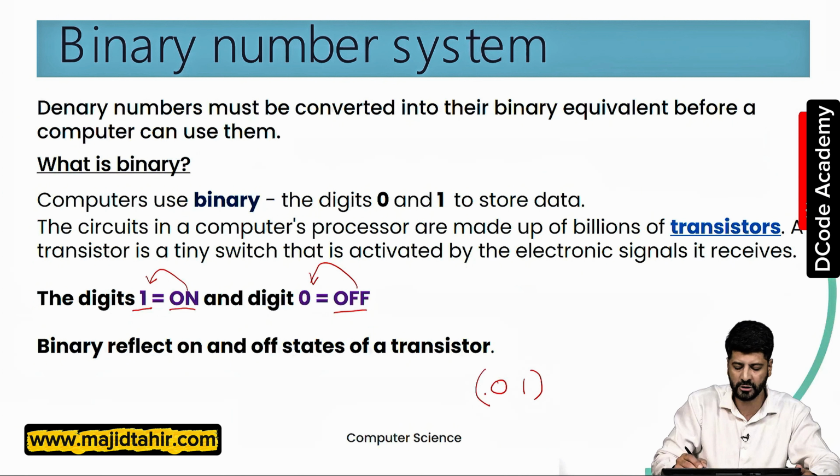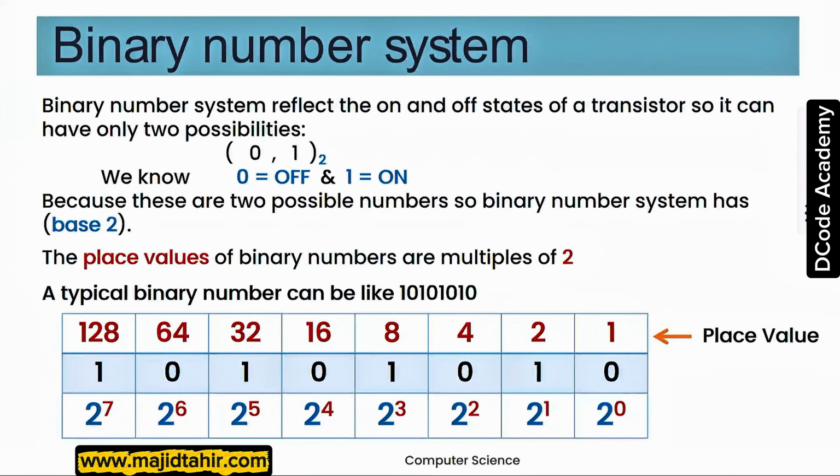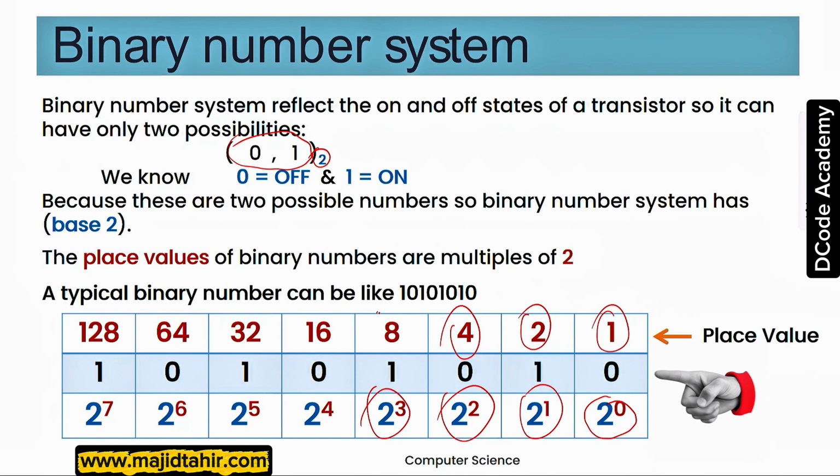Because there are only two possibilities, either 0 or 1, or off or on, its base is 2. And we have the same formula that we were using in the decimal number system: base to the power makes the place value. So 2 raised to power 0 is 1. Always there is going to be a 1 place value. 2 raised to power 1 is going to be 2. 2 raised to power 2 is going to be 4. 2 raised to power 3 is going to be 8, and so on.